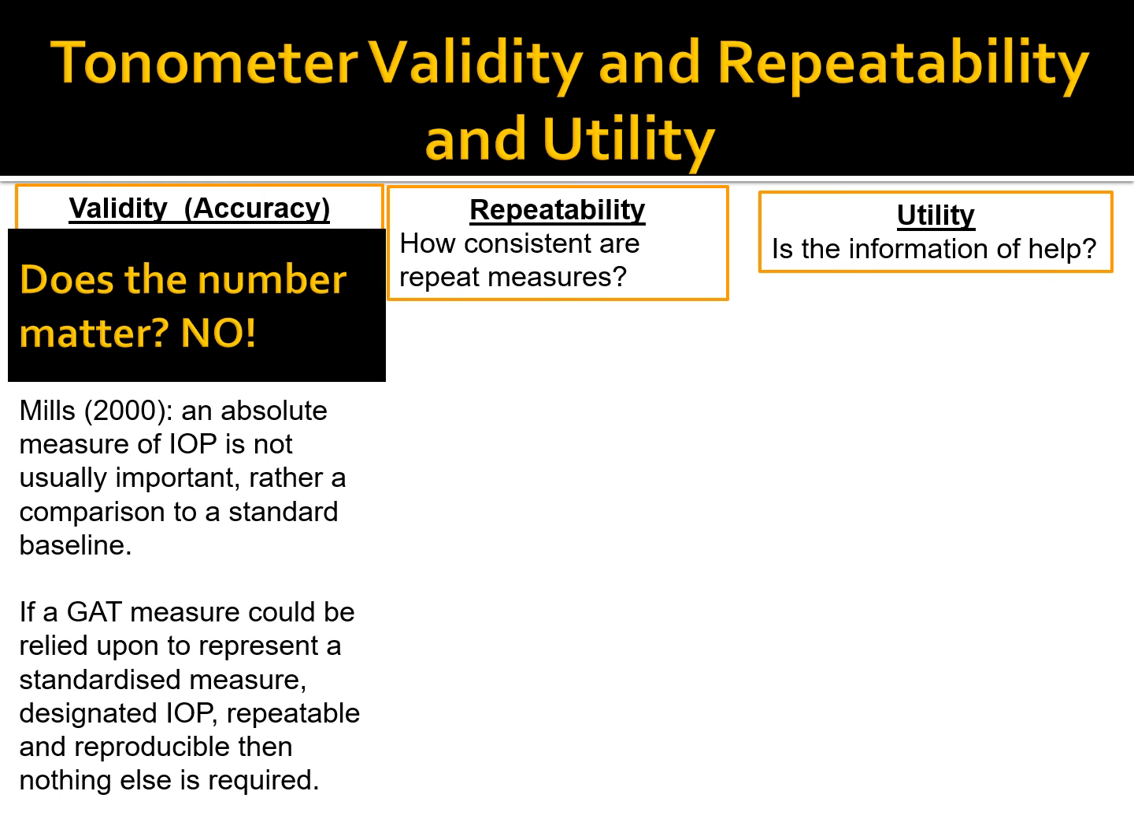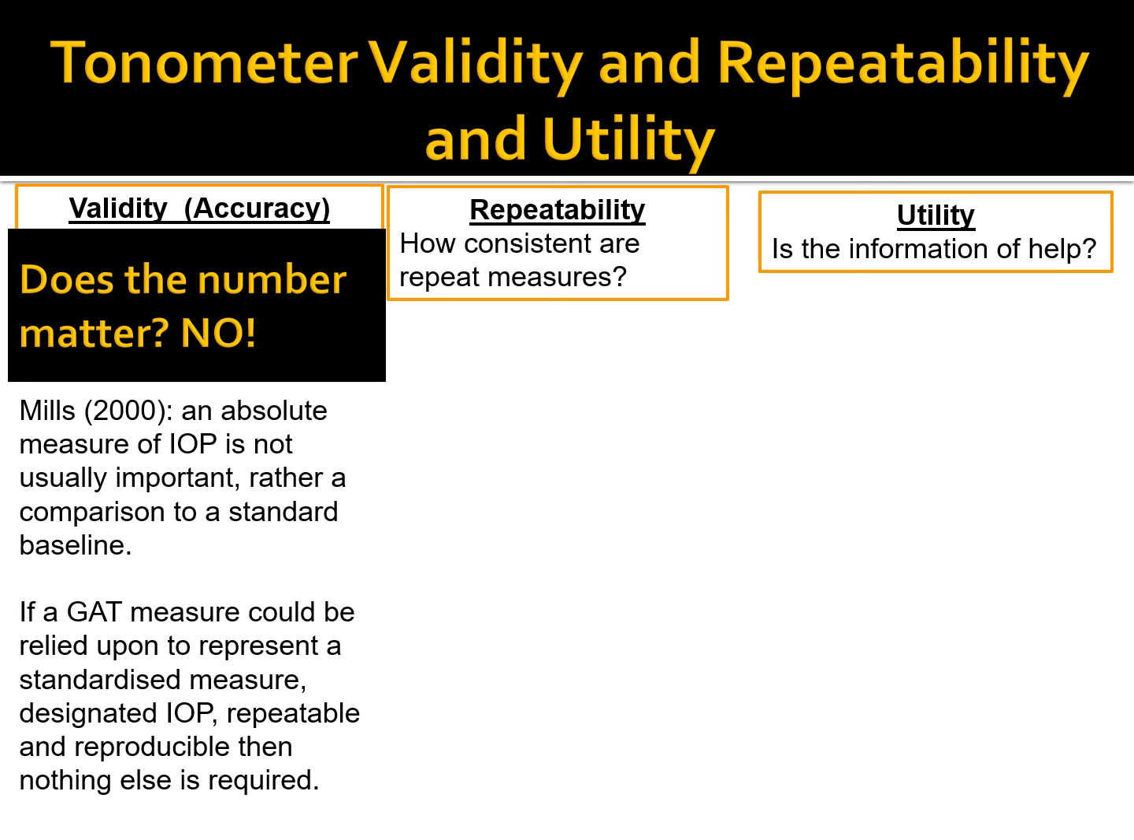Now, does the number matter? No, it absolutely does not. Mills says an absolute measure of IOP is not usually important, rather a comparison to a standard baseline. And this was a concept even introduced by Glaucoma in 1885.